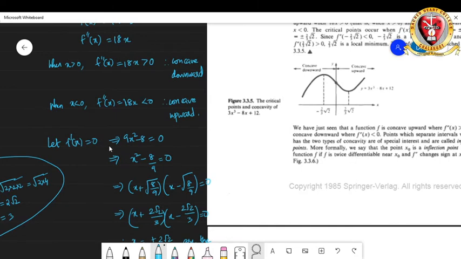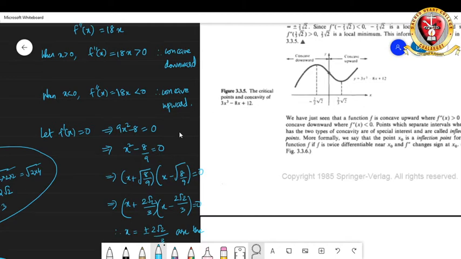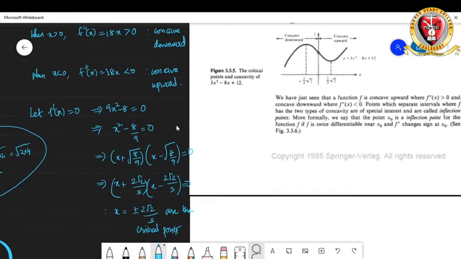Now let f dash of x is equal to 0. You have f dash of x is equal to 9x square minus 8. Equate it to 0. You get x square minus 8 by 9 is equal to 0 when we divide the whole equation by 9. And you know it is of the form x square minus y square. It can be written as x plus y into x minus y. Here y square is equal to 8 by 9. That means y is equal to root of 8 by 9. So you can split the LHS as x plus root 8 by 9 into x minus root 8 by 9, which is equal to 0.